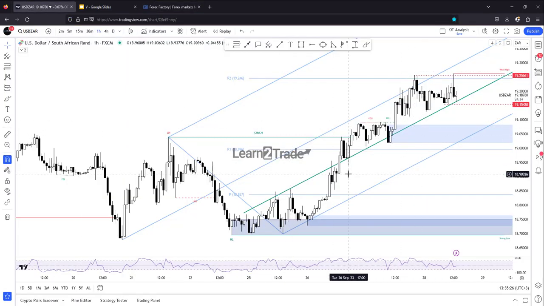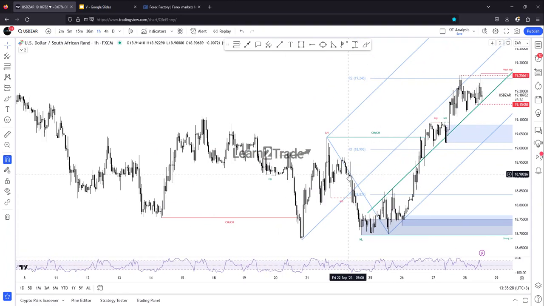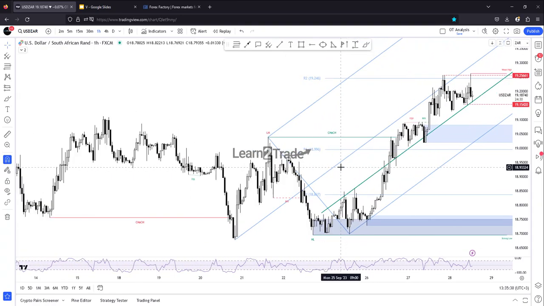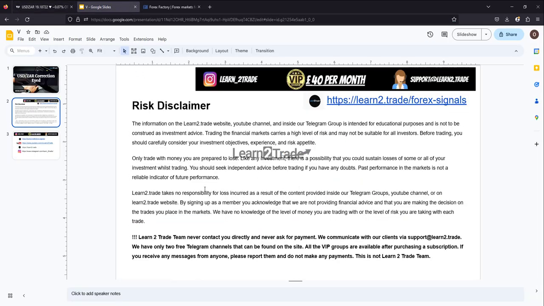That's why I wanted to talk about US dollar versus the South African rand as well in the short term. Don't forget to read the disclaimer. It's important to understand the risks.